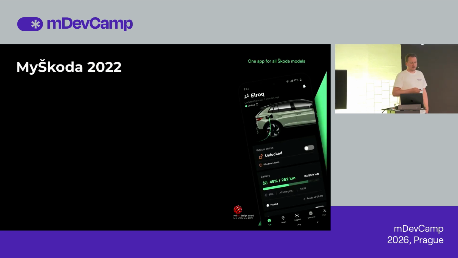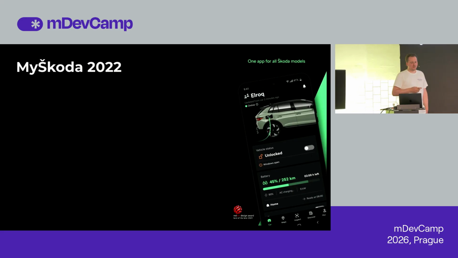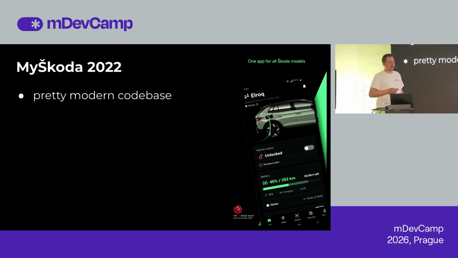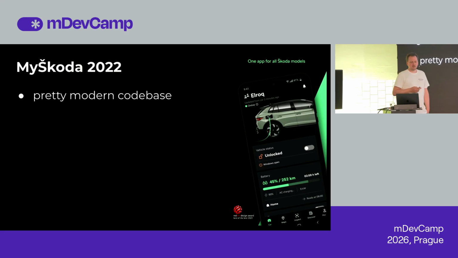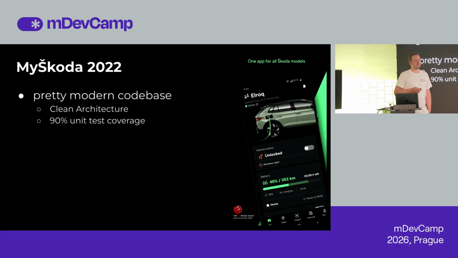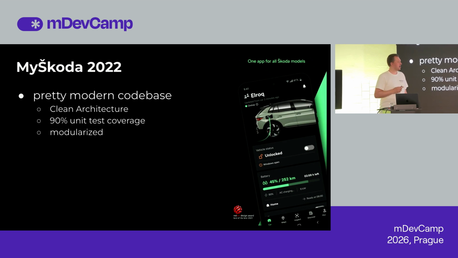And my last project I want to talk about is my Škoda. We have some people from my Škoda here, right? Nice. So I joined in 2022. I was also an architect, and I was surprised that the state of the code base was pretty good. It was a pretty modern code base. It had clean architecture and 90% unit test coverage, which surprised me for such a huge app. And it was already modularized.